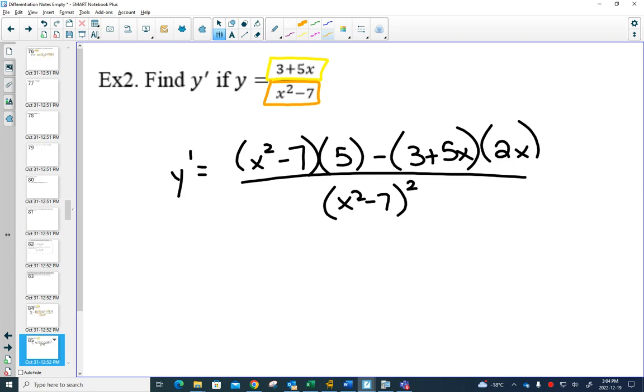Color coding this one. Can you see that I kept this one the same? Then I did the derivative of the top. Then I kept the top the same. And did the derivative of the bottom. And then kept the bottom the same.